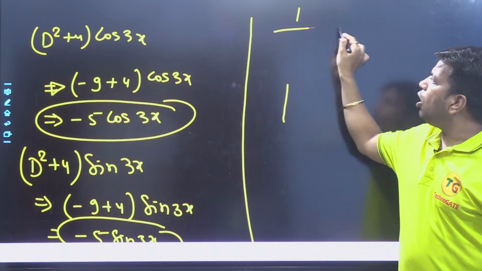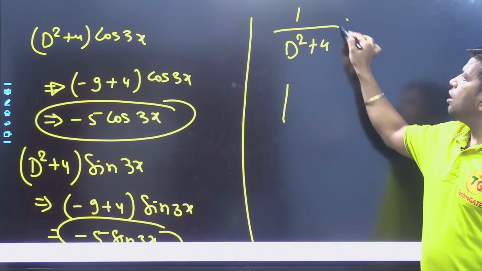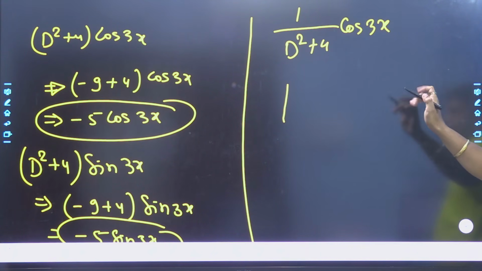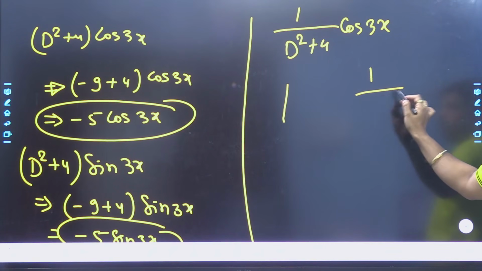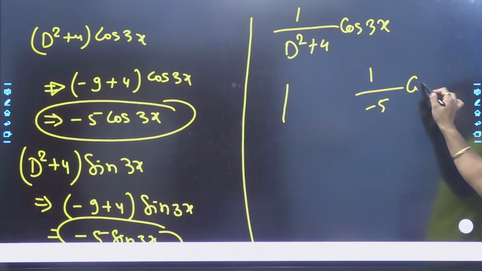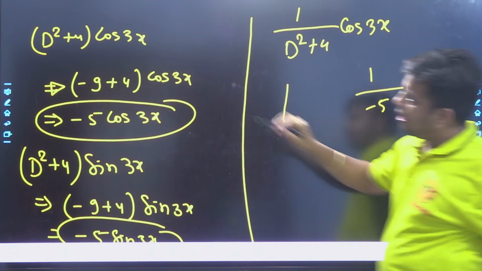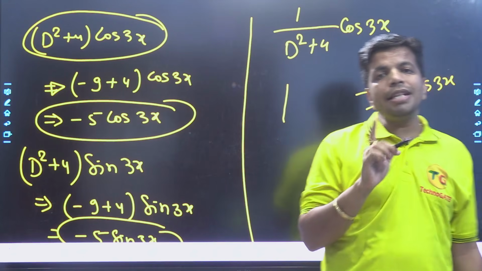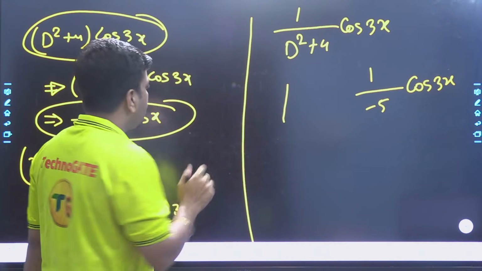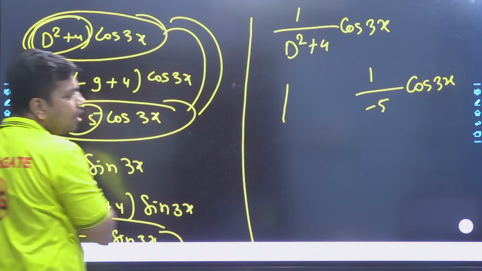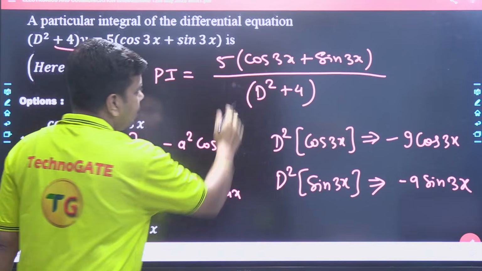See, 1 upon d square plus 4 cos 3x. So this is simply 1 upon minus 5 cos 3x. Just comparing this, if this is equal to minus 5 cos 3x, the value of d square plus 4 is minus 5. If I compare this with that, d square plus 4 value is minus 5. Just put that value in this particular equation.